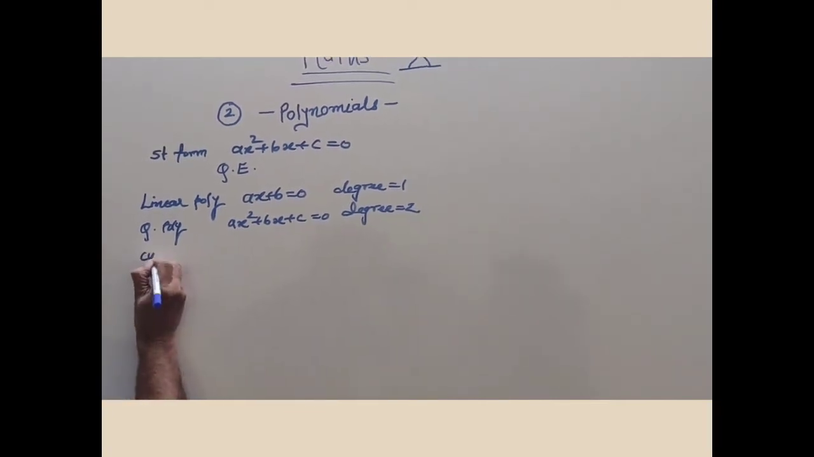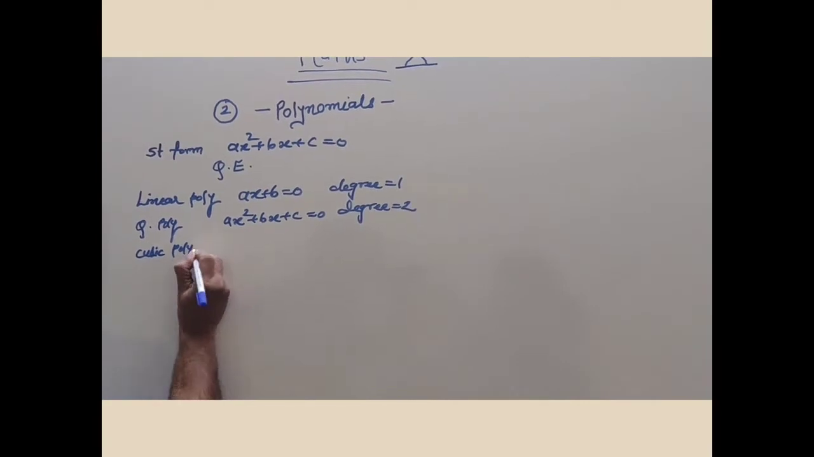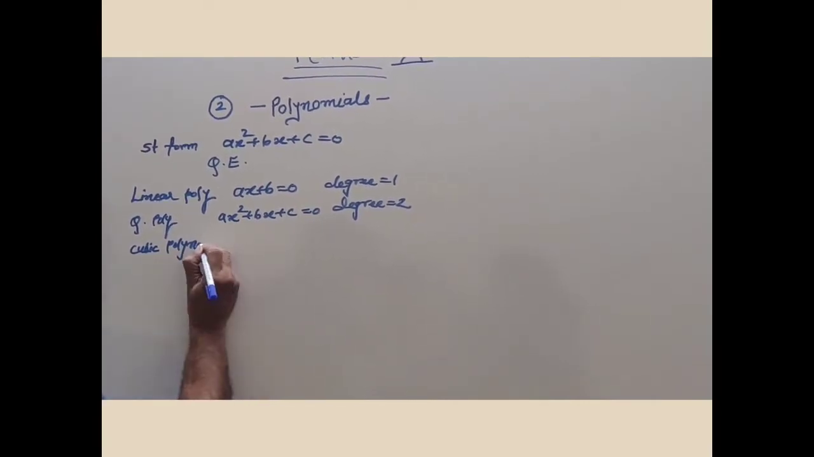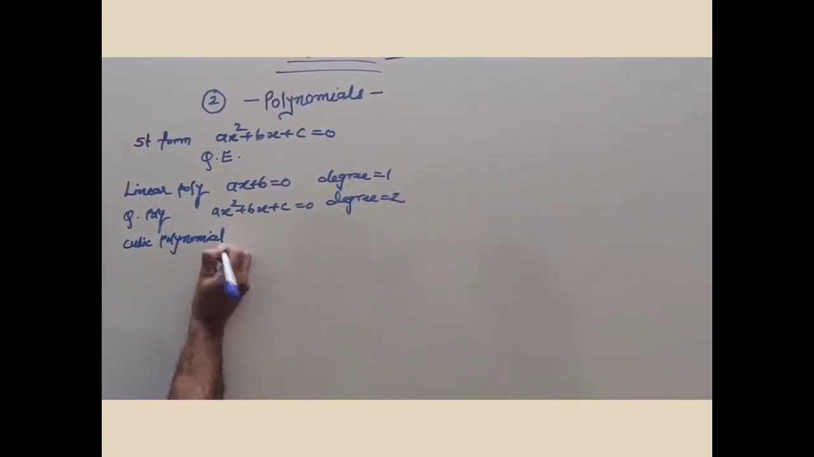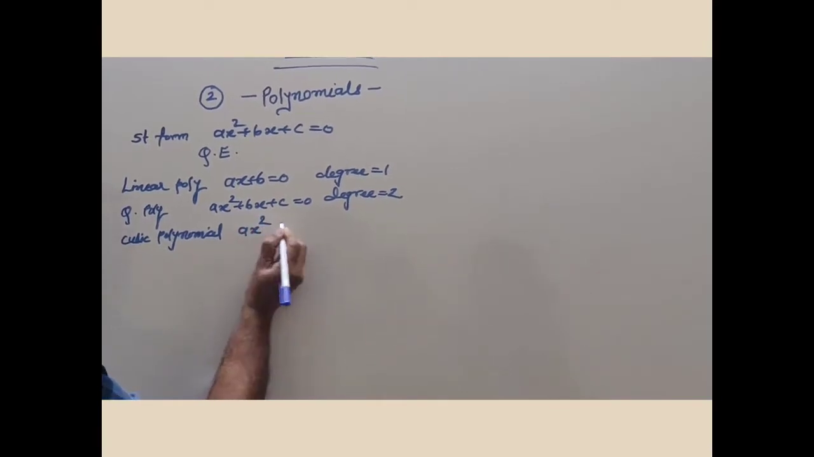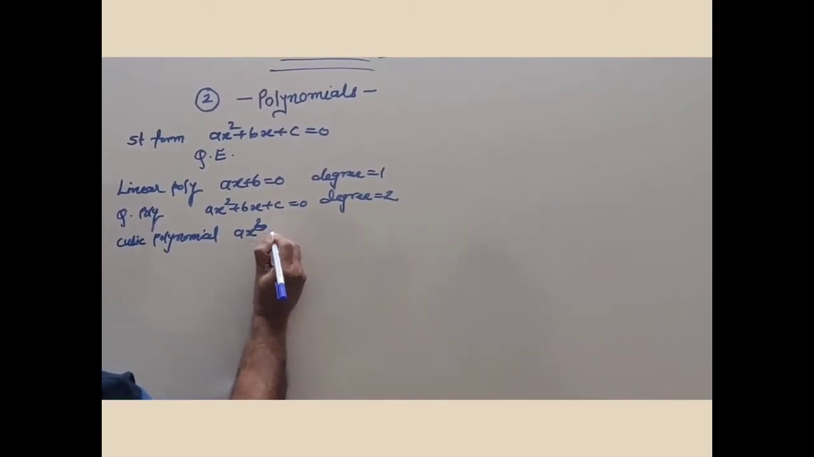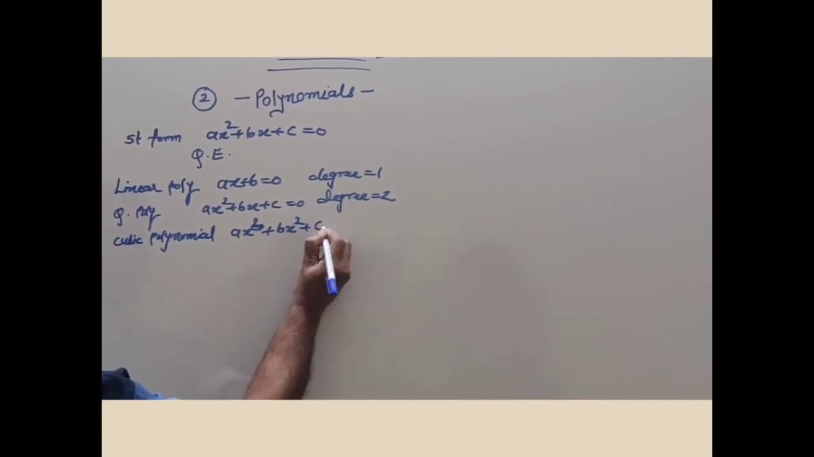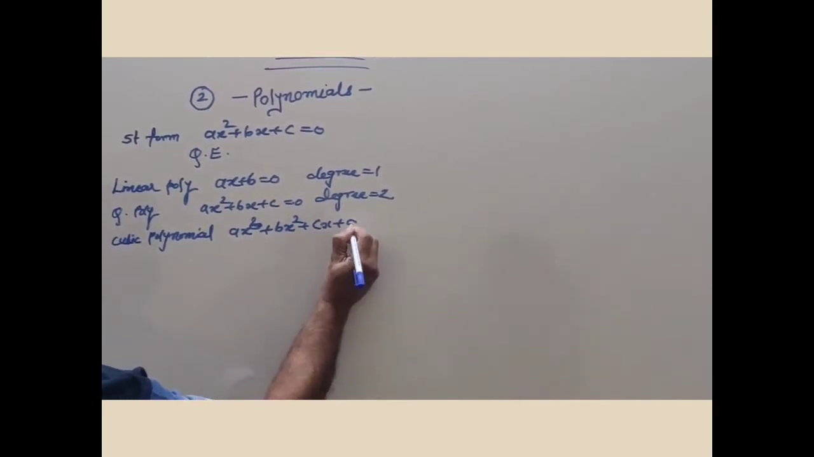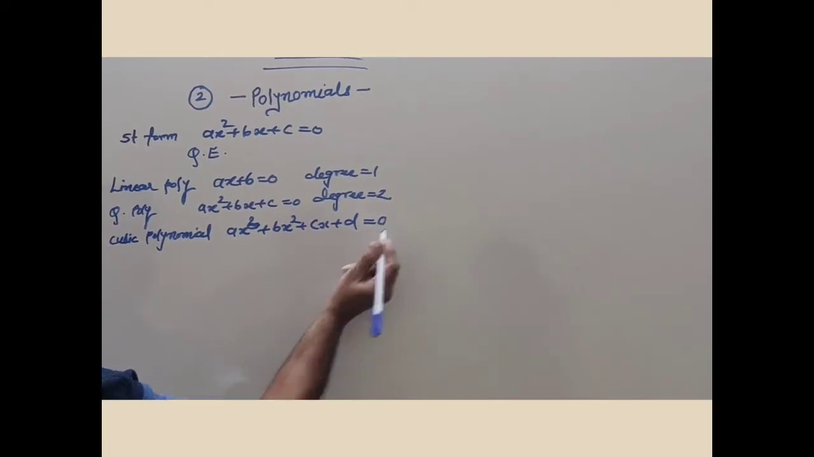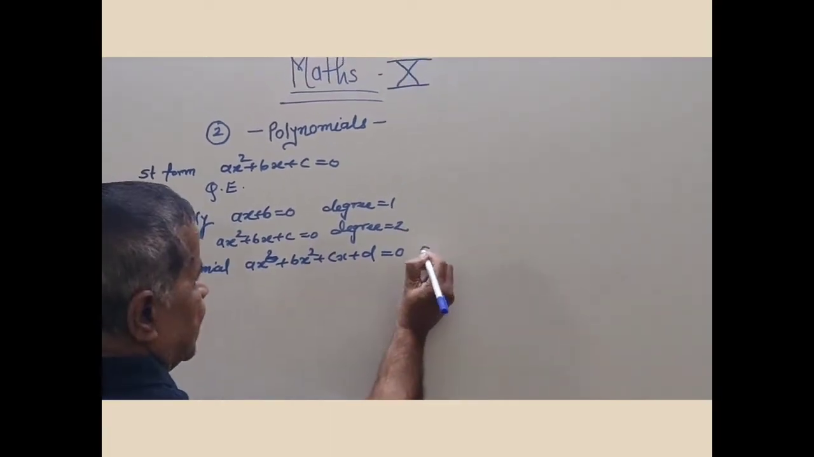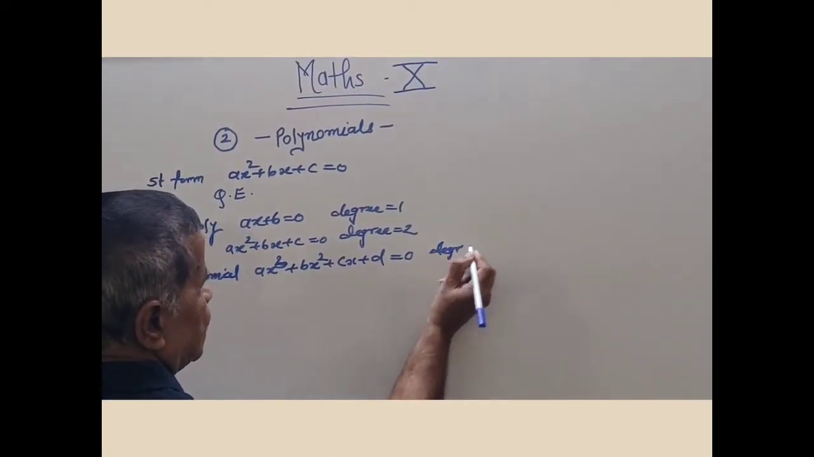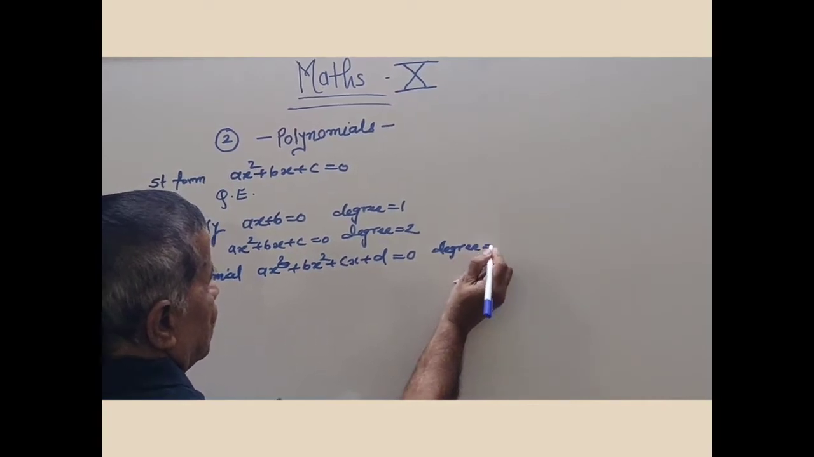Then cubic polynomial: ax cube plus bx square plus cx plus d is equal to 0. Here the degree is 3. Therefore it is a cubic polynomial.